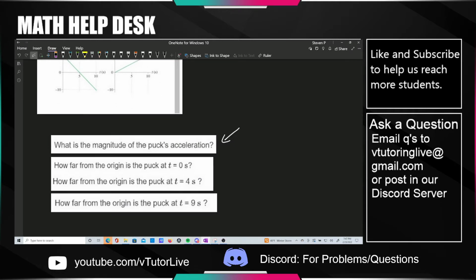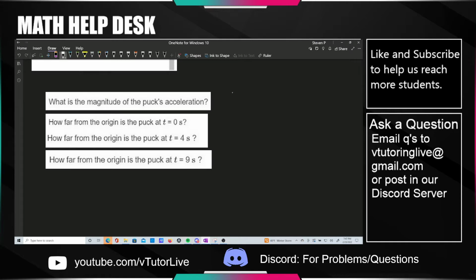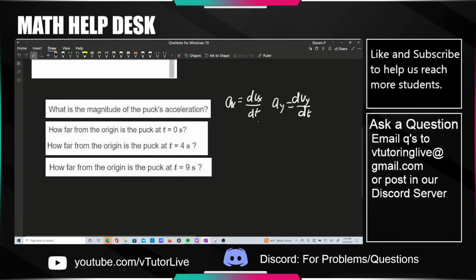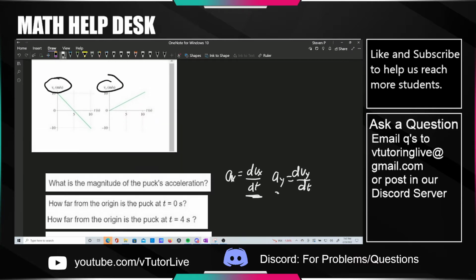So for the very first one, right, the magnitude of the puck's acceleration, well, acceleration in the x direction is just equal to dvx/dt, and similarly for y, dvy/dt, right? So what this is saying is this is just the slope of the graph on the left, and this is the slope of the graph on the right.